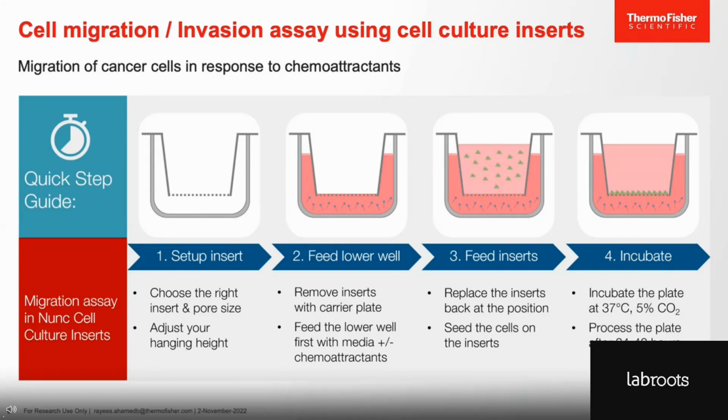Looking into the steps, first we need to select the right type of insert and pore size, and then the hanging height of the plate should be adjusted according to our media requirement. Second, we feed the lower well with media containing the chemoattractant or growth factor of our choice. Then we seed the cell suspension on top of the insert. Then we incubate the cells as we regularly incubate our monolayer culture.